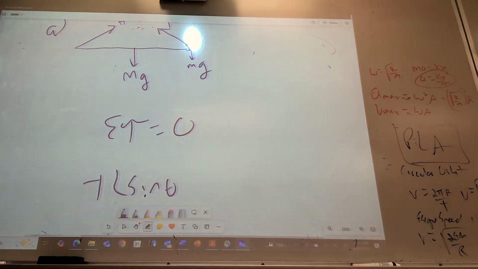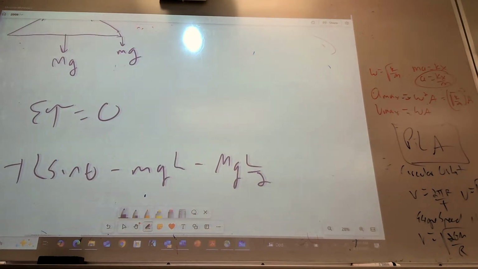minus the 2 weights. So in the first case, we have the one on the end, which is L, and then we have the one in the middle, which is L over 2, is equal to 0. It's the same equation I gave you. I just rearranged the terms. Now you can cancel out your L's, or you can plug in. They gave you L is 0.6. Solve for your tension. They gave you the angle. When you have it, let me know.